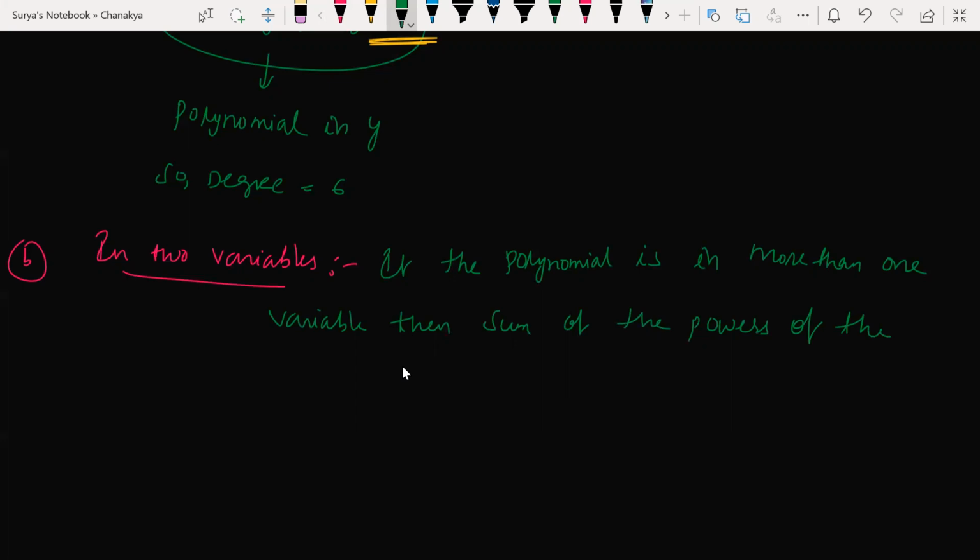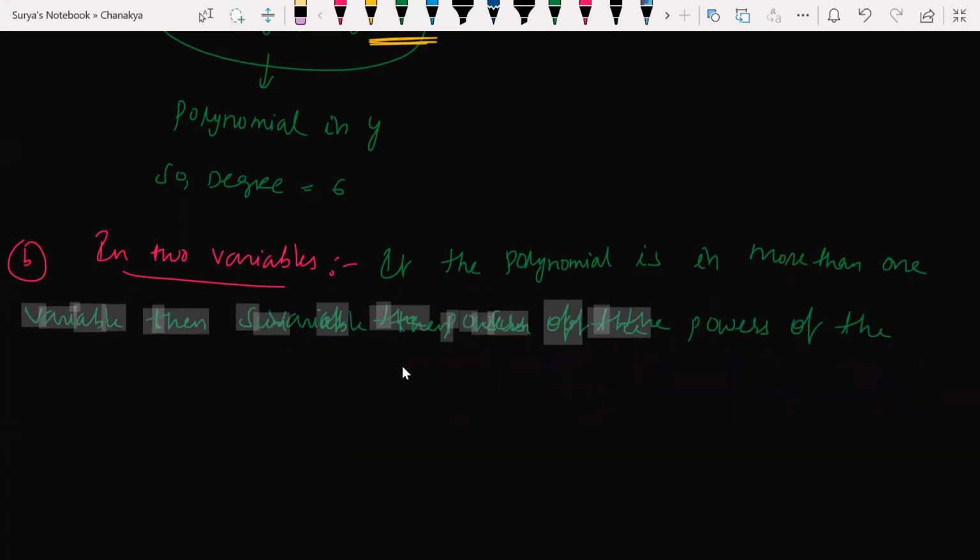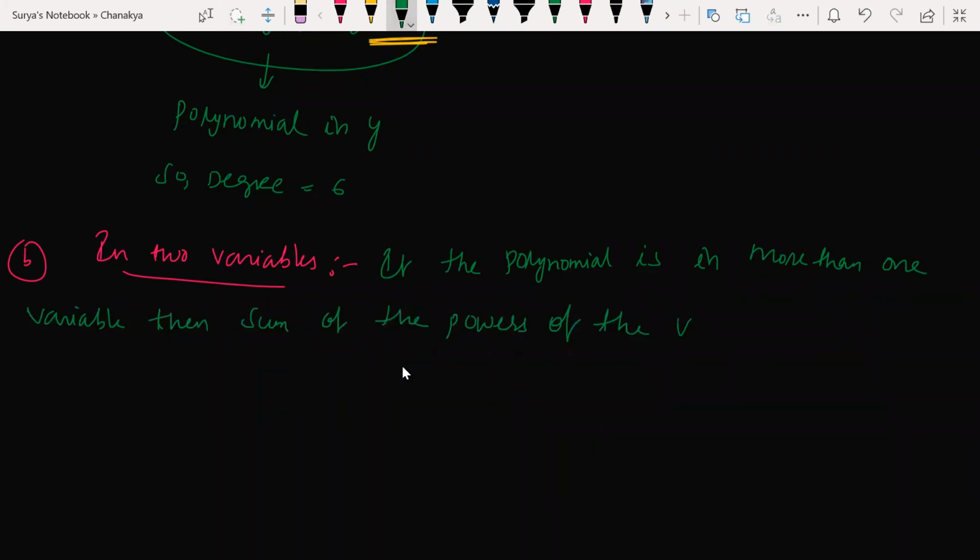Do not worry. If the polynomial is in more than one variable, then the sum of the powers of the variables would be considered as the degree of the polynomial. One second, let me write. Sum of the powers of the variables would be considered as the degree of the polynomial. Let's see an example.